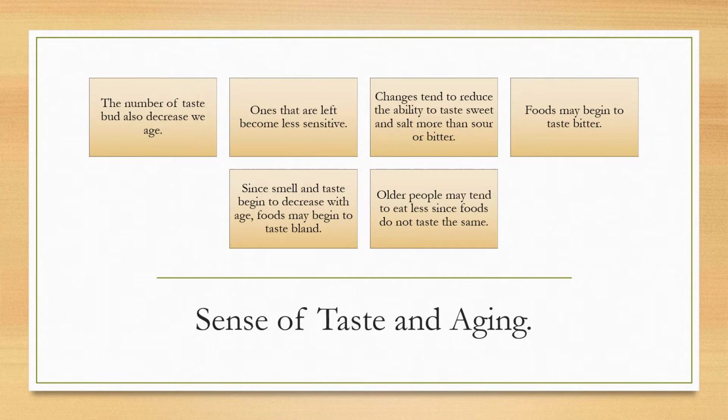Since smell and taste begin to decrease with age, foods may also begin to taste bland. Again, that's why older people may say something doesn't taste the same as it used to when they had it many, many years ago. Older people may also tend to eat less food since foods do not taste the same. They can also take drugs that cause dry mouth. The combination of prescription medication and the decrease in the sense of smell and taste can create nutrition problems for older adults. That's why many older adults tend to eat less food, because food doesn't taste the same.